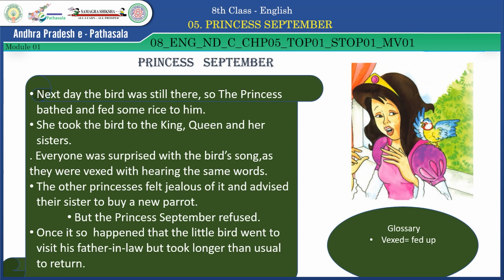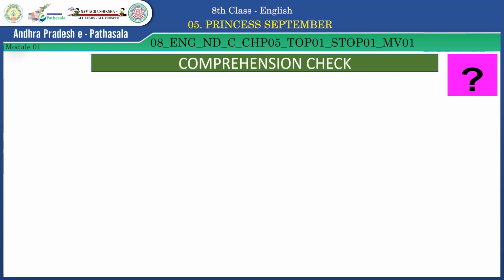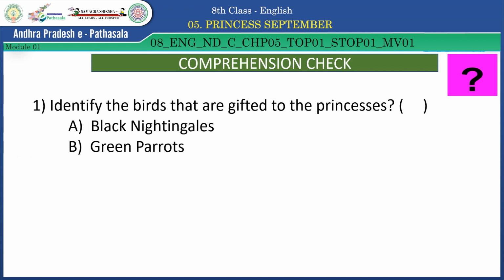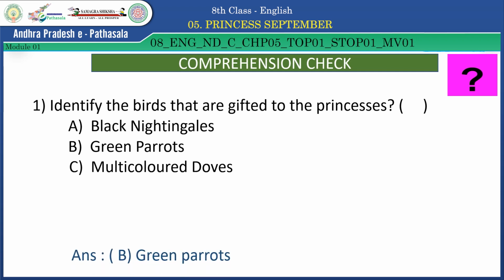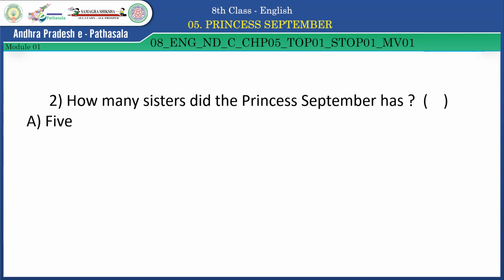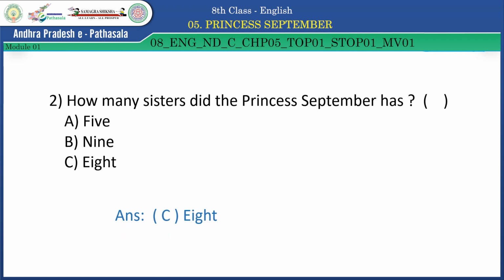Let us check your understanding. Comprehension check. Identify the birds that are gifted to the princesses. Your options are A. Black nightingales, B. Green parrots, C. Multicolored doves. Green parrots. How many sisters did the Princess September have? Your options are A. 5, B. 9, C. 8. Answer is 8.